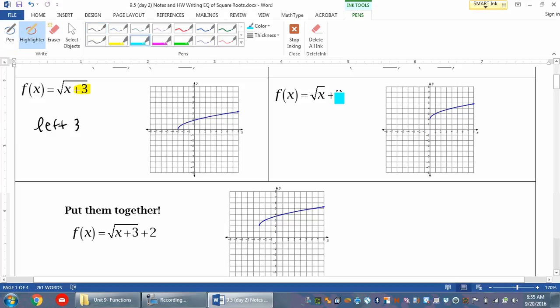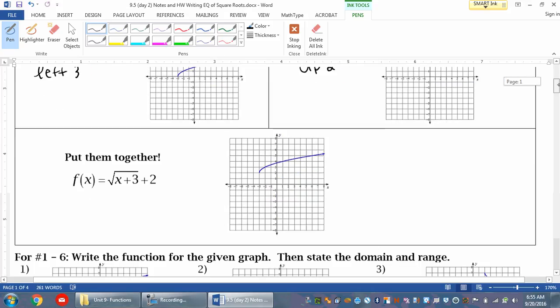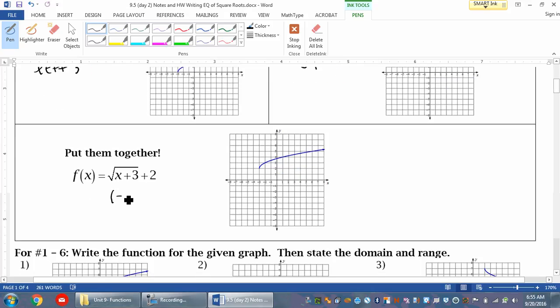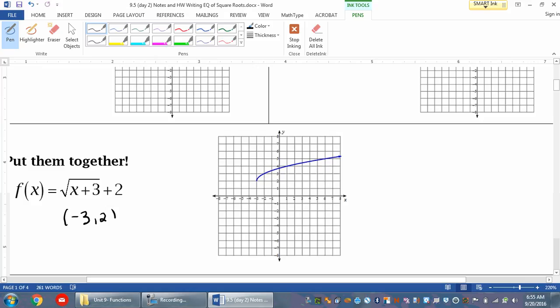Now remember, on the outside of the square root it's the same sign, so it's going to be up 2. Notice I went from my origin up 2. Now putting them all together, my initial point is negative 3, 2. Zooming in so you can see this a little better. I went right 3, up 2, and then I'm going to graph my pattern.